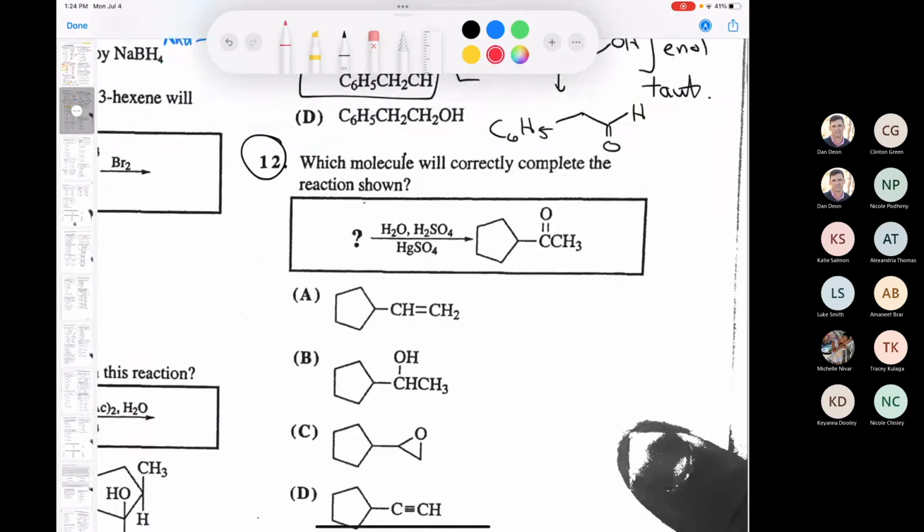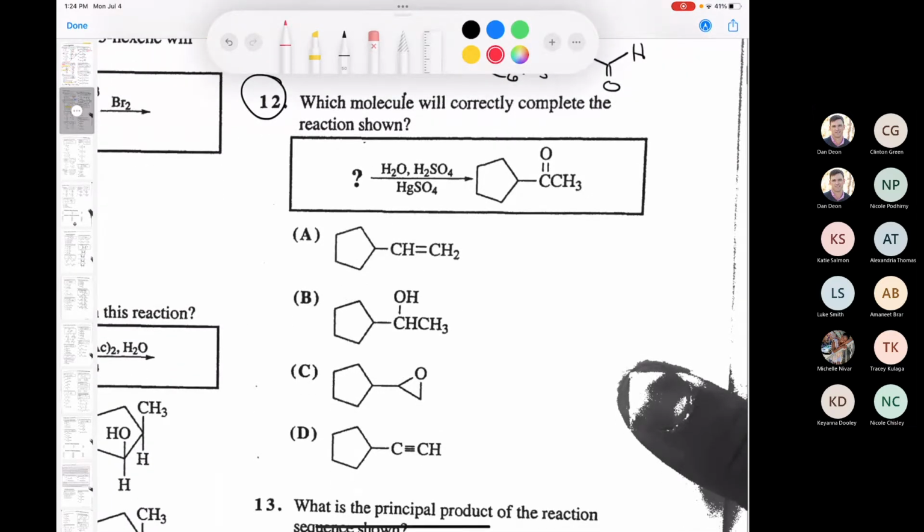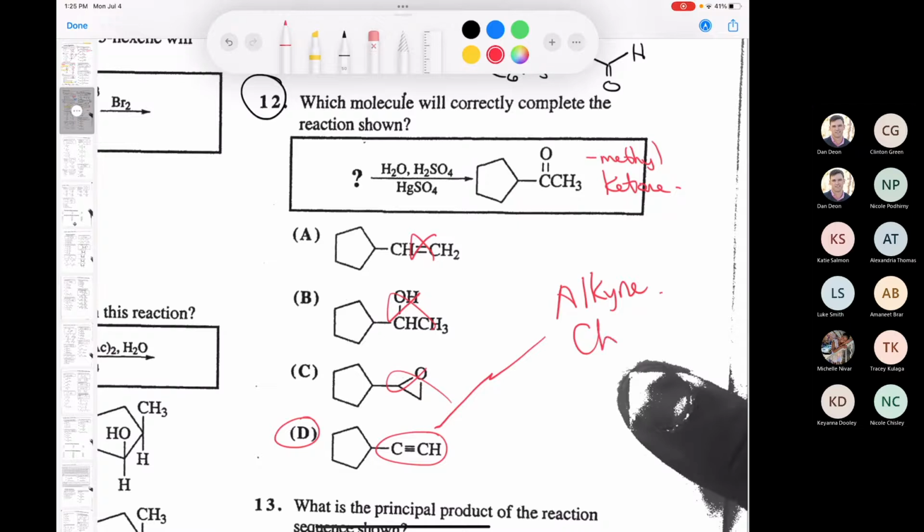Question 12 says, which molecule will correctly complete this reaction? So now you've got a methyl ketone, and we're using water and sulfuric acid and mercuric sulfate. So this is a Markovnikov addition of water across an alkyne. Not an alkene, not an alcohol, not an epoxide. So the only answer is D, alkyne. This is an alkyne, and this is chapter 9. This is the Markovnikov addition of water across an alkyne.